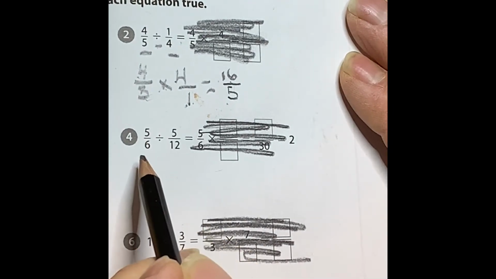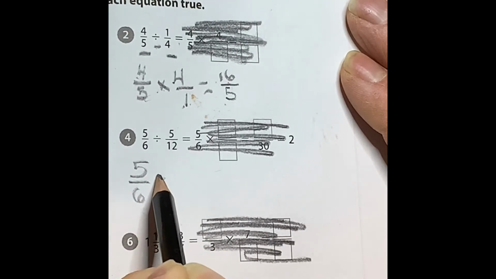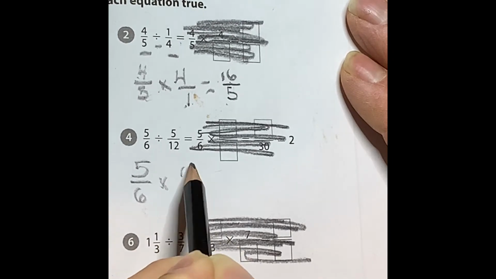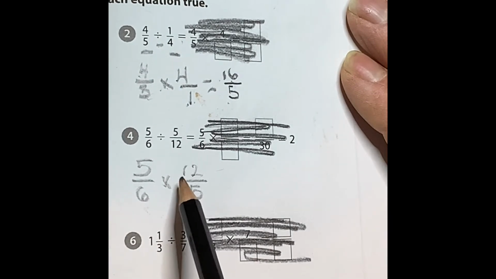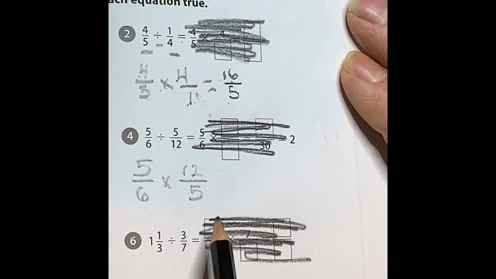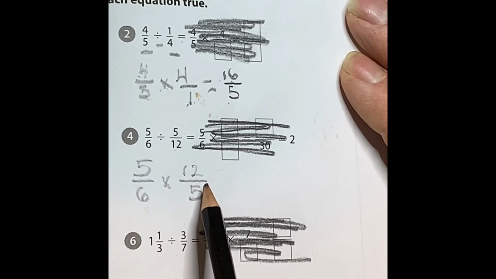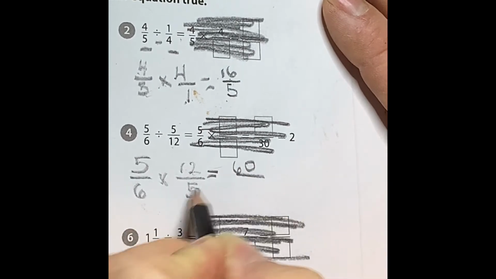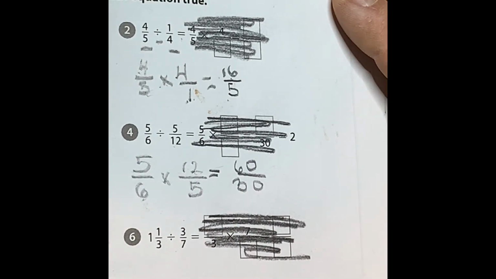We're going to go 5, 6. What do we do? Keep, change, flip. Keep, change, flip. We keep it. We change. We flip. Did you see how we flipped it? This was 5/12. Now that's 12/5. Now we multiply. 5 times 12 is 60. 6 times 5 is 30. And yes, it is an improper fraction.